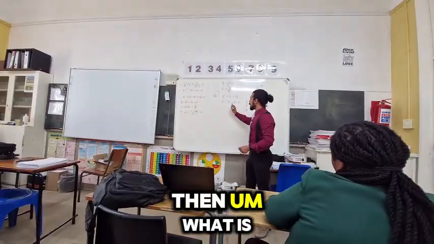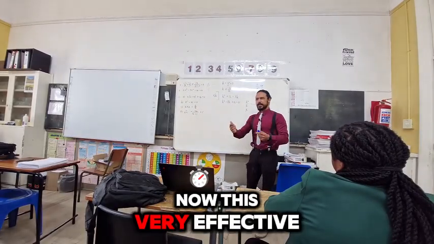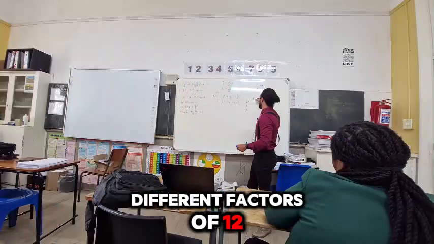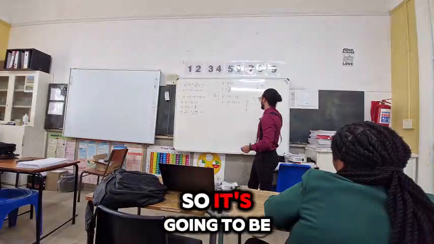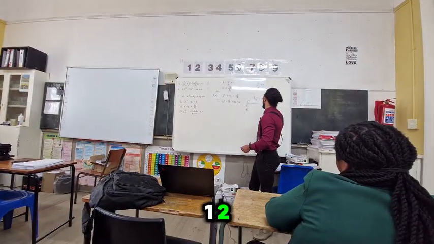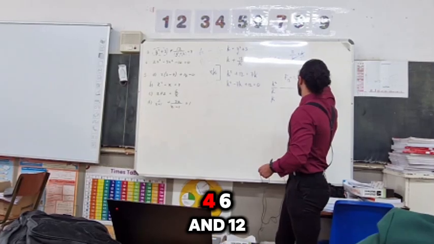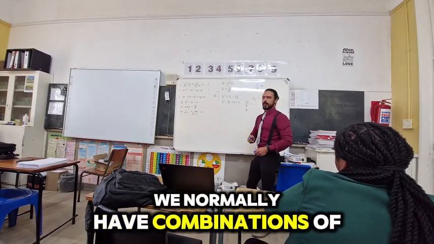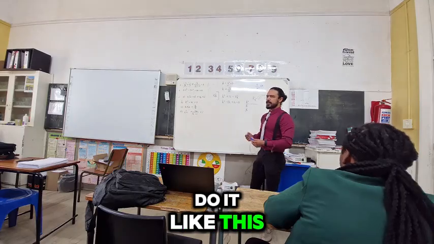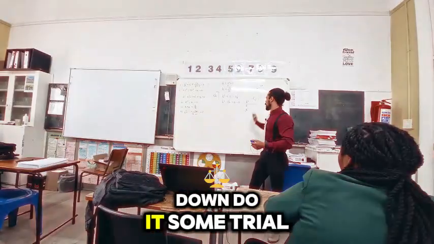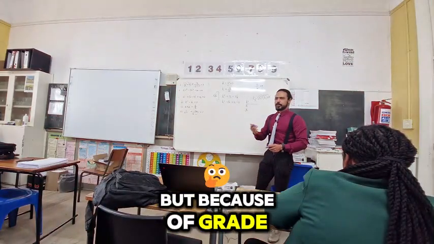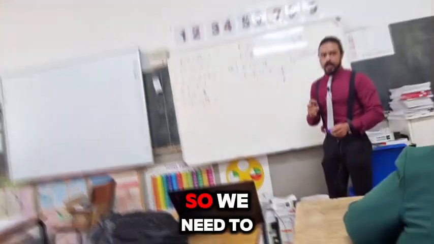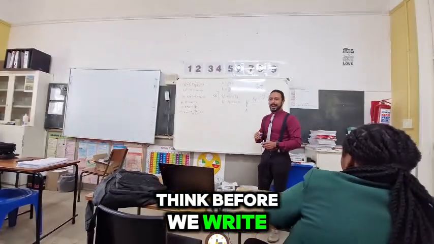Then what are the factors of 12? Now there are different factors of 12. Let's just write down everything: 1, 2, 3, 4, 6 and 12. We normally have combinations like that. You can write it down and do some trial and error. But because we are in grade 11, we don't have that time, so we need to think before we write.